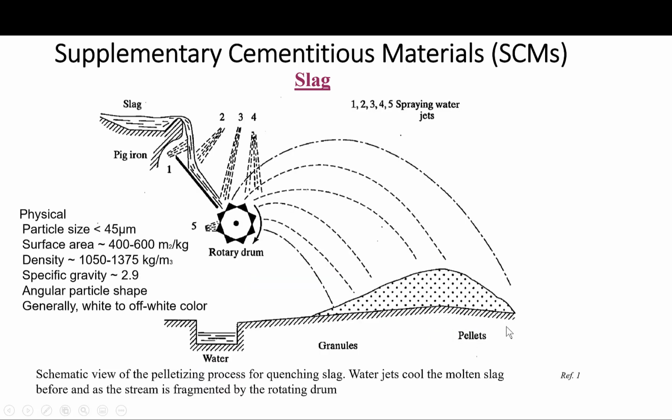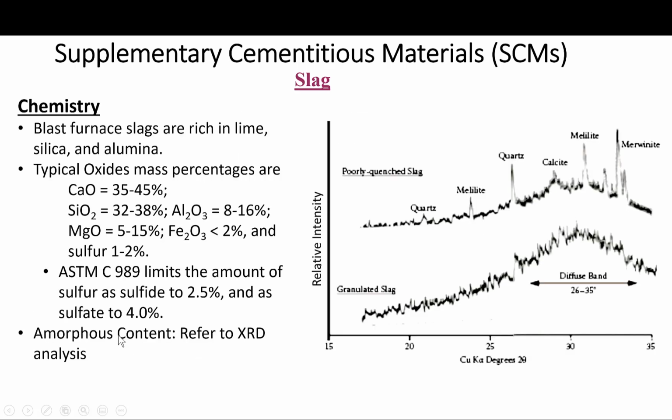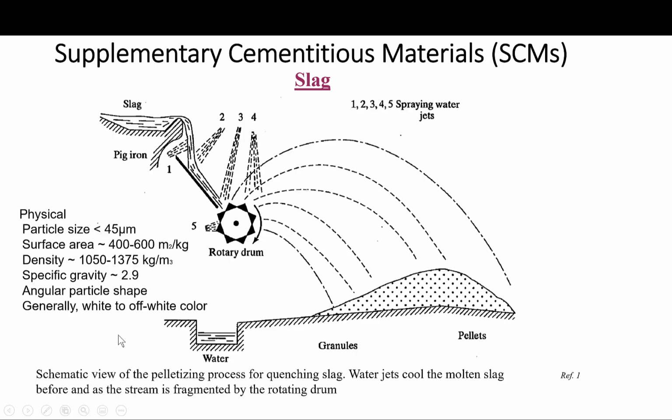This is a schematic showing the pelletizing process for quenching slag. Water jets cool the molten slag as the stream is fragmented by the rotating drum, as you can see here. These are the spray jets. This is the slag. The slag comes here. This is the pig iron, and this is a rotary drum, and it shows we have pellets and granules here. Okay, and that's where the water is collected.